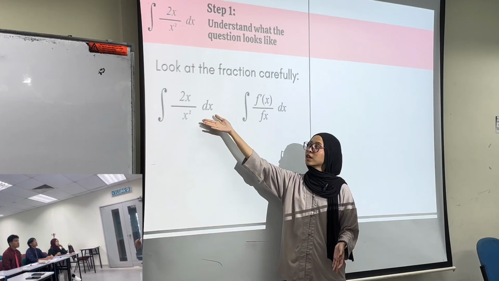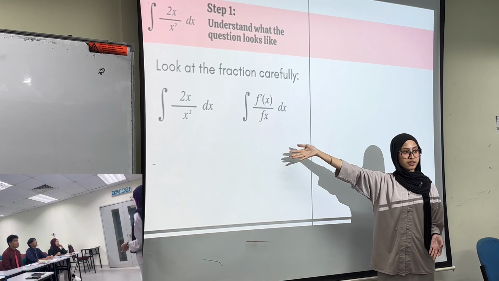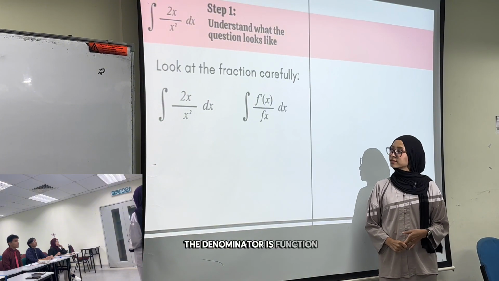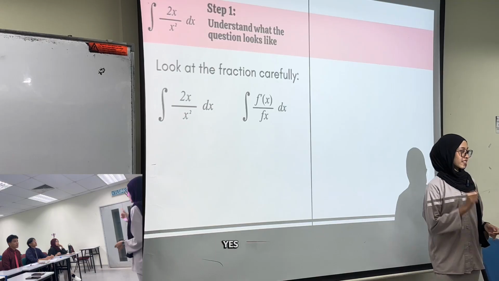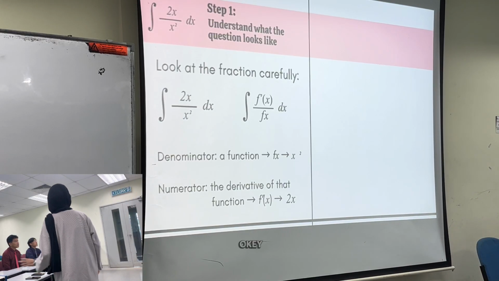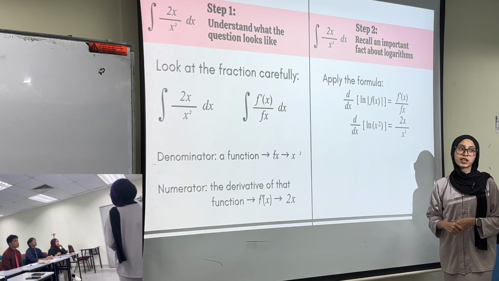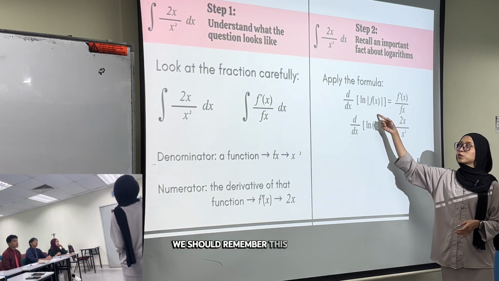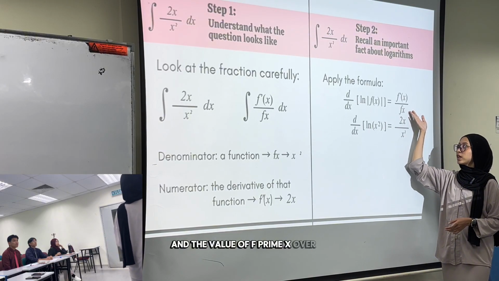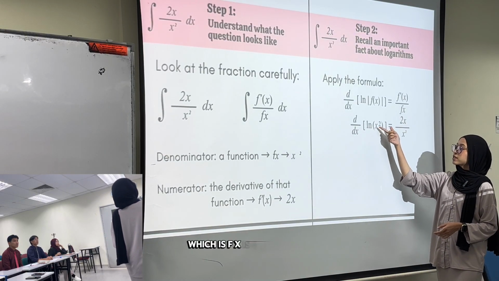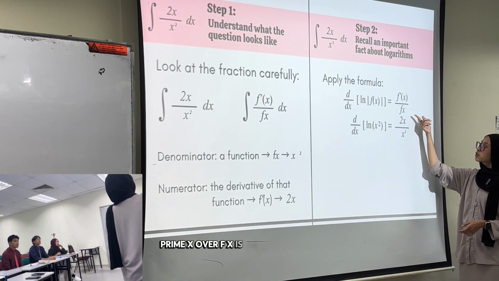So we compare 2x over x squared. What can you see from the question? The denominator is the function and the numerator is the derivative of the function. Yes, correct. The second step, we have to apply the formula. As I said before, we should remember this formula. We just substitute the value of fx and f prime x over fx, where fx is x squared and f prime x over fx is 2x over x squared.